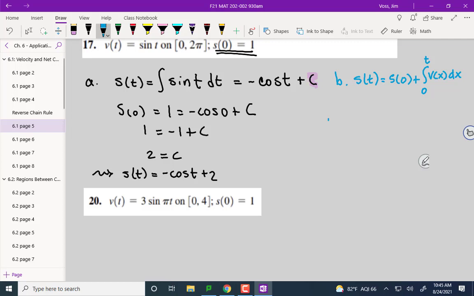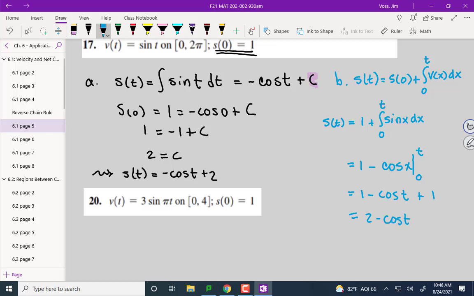So let's see. Do we get the same thing? So s of t will equal 1. We're given s of 0 is 1, plus the integral from 0 to t. Now the velocity function is sine of t, but we're converting it to x's for the purpose of integration. So we're going to write it like that. Will we end up with the same thing? The integral of sine is minus cosine. Evaluating from 0 to t, this will be 1 minus cosine of t, and then we have to subtract a negative cosine of 0, so minus will be plus cosine of 0, which is 1. Of course, we end up with the same thing, 2 minus cosine of t. So either way works.